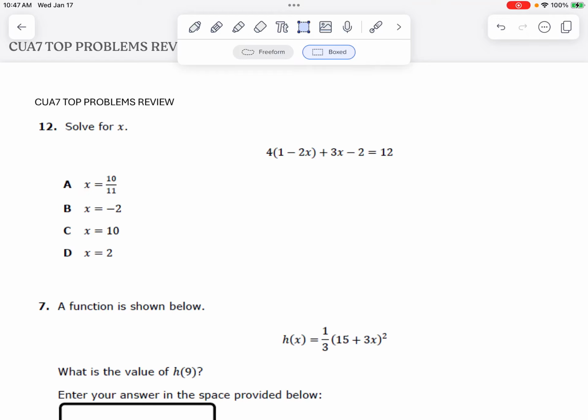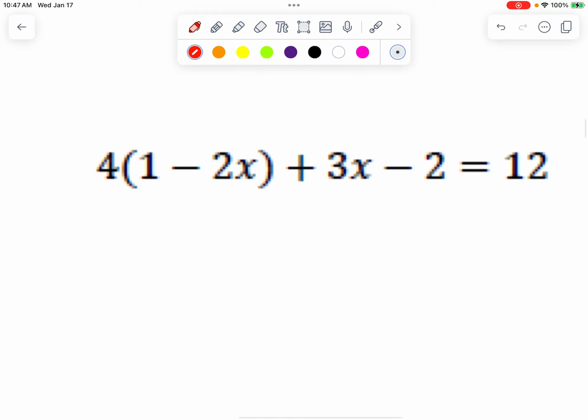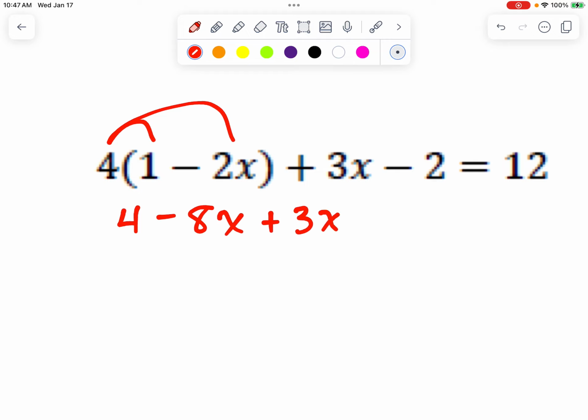Okay, for our first problem here, we need to solve for x. To do that, we are going to have to distribute this 4 to get rid of the parentheses. So let's start with 4 times 1 is 4, and then 4 times negative 2x is negative 8x. Bring down what you have left.